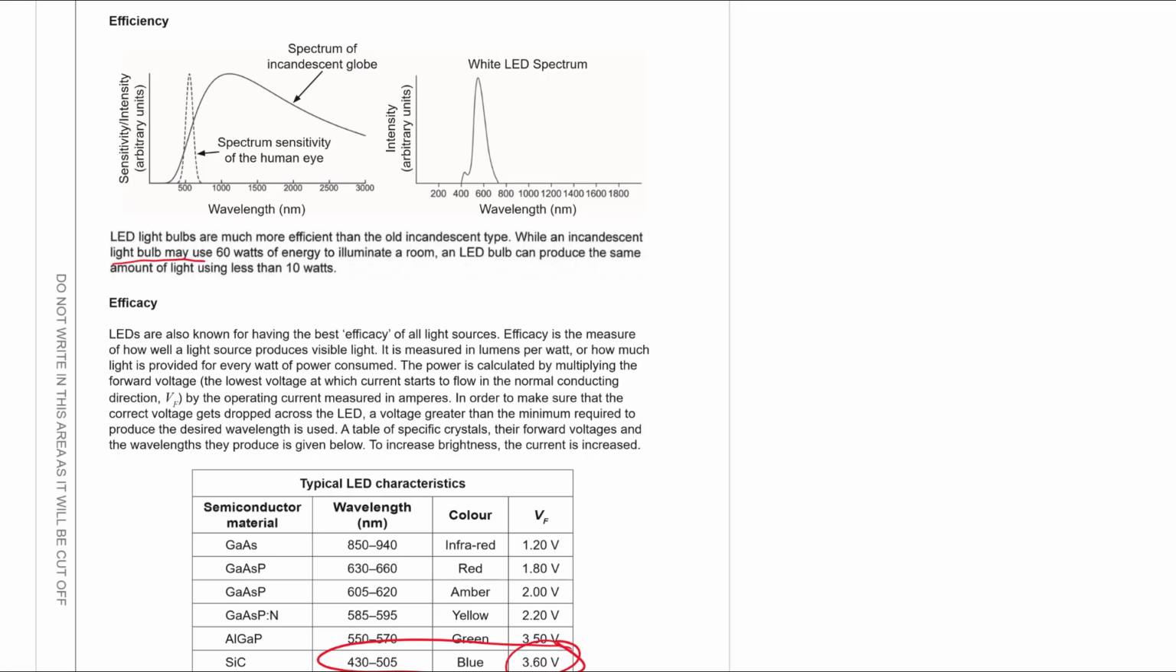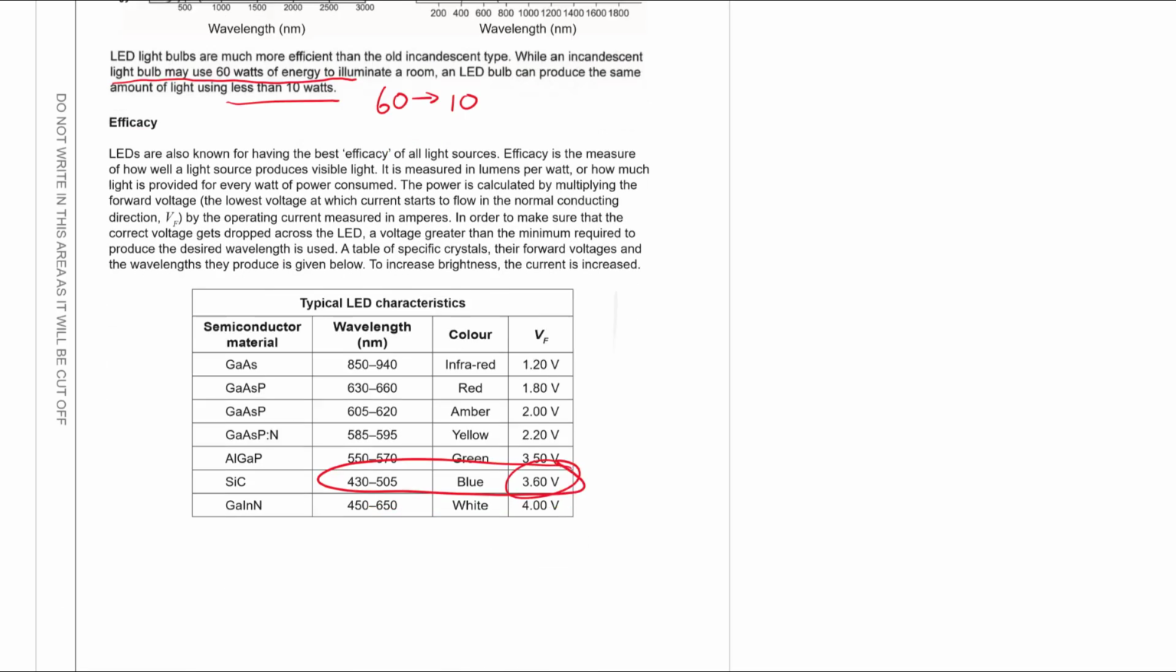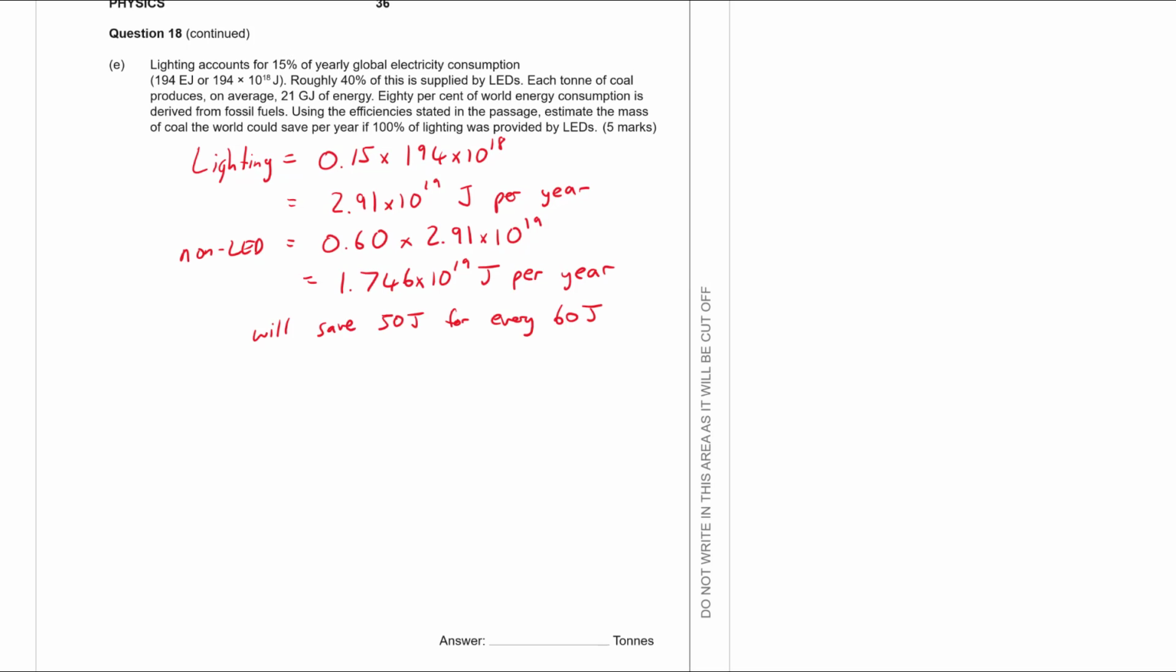Now, if you have a look in the article at the top here, it says a light bulb may use 60 watts of energy. An LED bulb can produce the same amount using less than 10 watts. So if we make the assumption that we're going from 60 to 10 watts, that's what I'll be doing. So here I'm saying that we'll save 50 joules for every 60 joules that we use. Essentially that means I'll be multiplying that value above by 50 over 60, because remember, this is how much we're saving. 1.455 times 10 to the 19 joules. Okay, so this is how much we're going to be saving by making the switch.